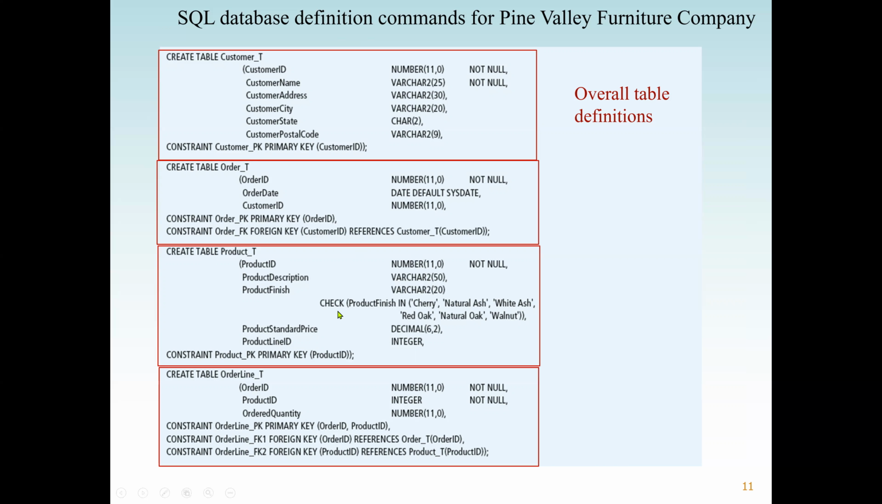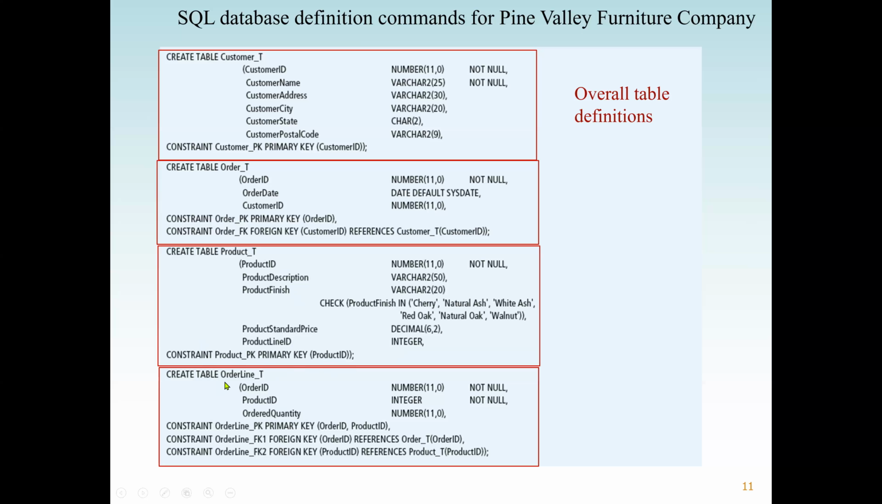Then here we have check product finish in. So here we are making sure the product finish is in these values: cherry, natural ash, white ash, red oak, natural oak, and walnut. Now we have the product standard price also, which is a decimal number. Then product line ID, which is integer. Then we create again the primary key field for product ID as a primary key field.